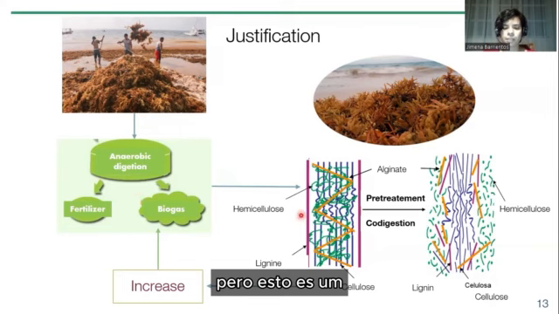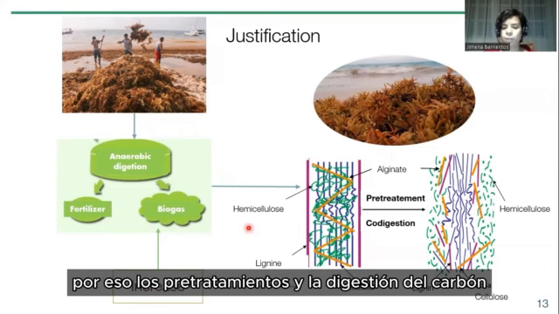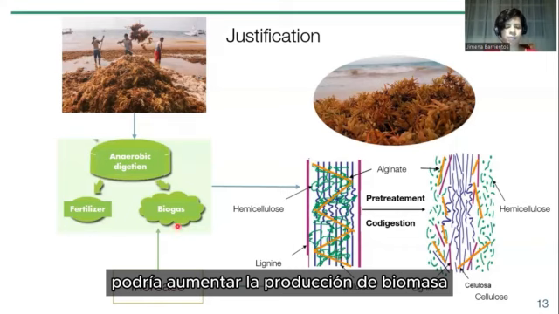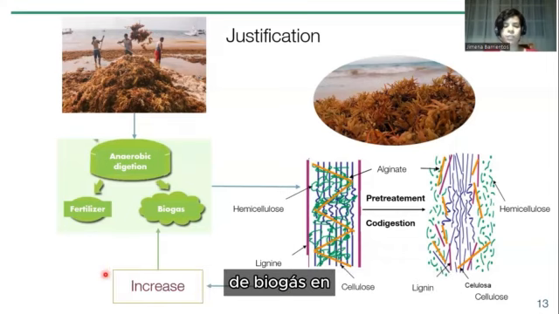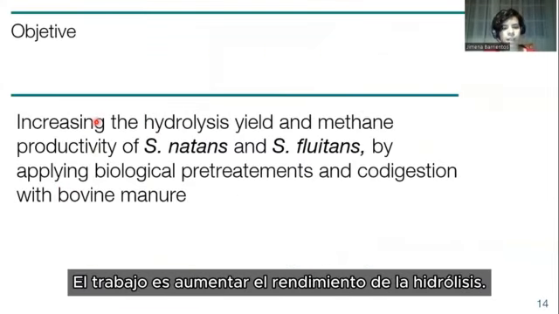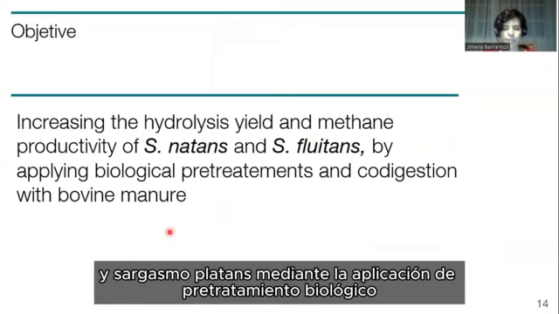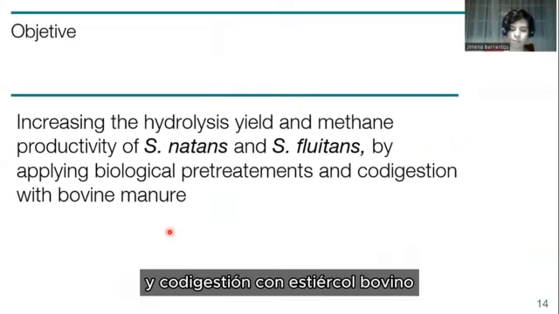But this is a challenge since there are a lot of polysaccharides in the biomass. That's why pretreatment and co-digestion could increase the production of biogas from sargassum. And so the objective of this work is to increase the hydrolysis yield and methane productivity of sargassum natans and sargassum fluitans by applying biological pretreatment and co-digestion with bovine manure.